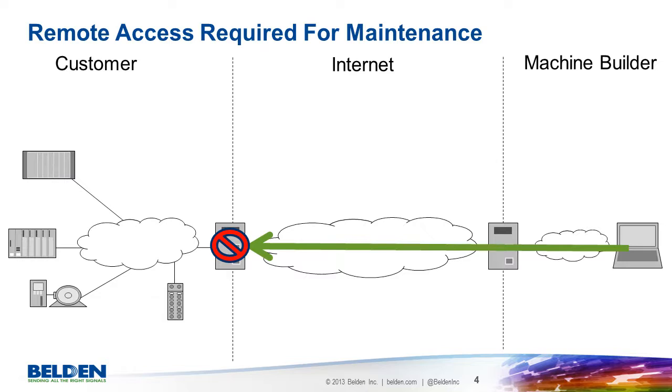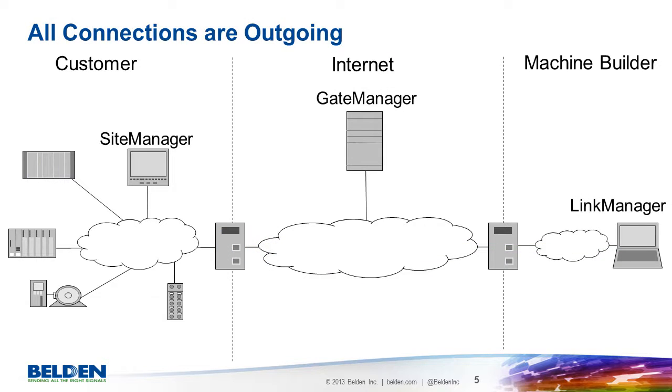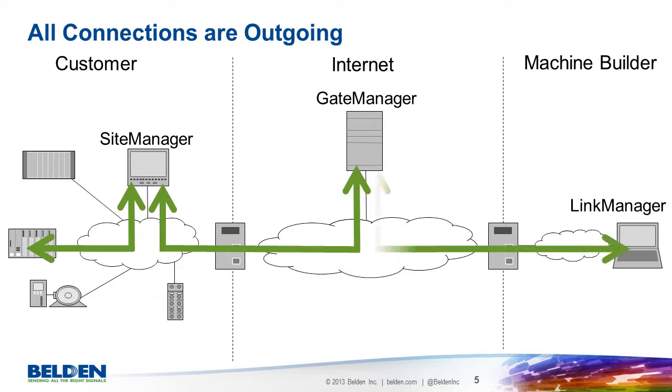The firewall will block incoming calls, so it's impossible for the machine builder to get direct access to the customer's network. The problem can be solved if both the machine builder and the customer make outgoing connections to a server on the internet. The connections will use TCP/IP ports which are commonly open on firewalls, for example ports 80 or 443, used for HTML data. So normally no reconfiguration of the firewalls is necessary.